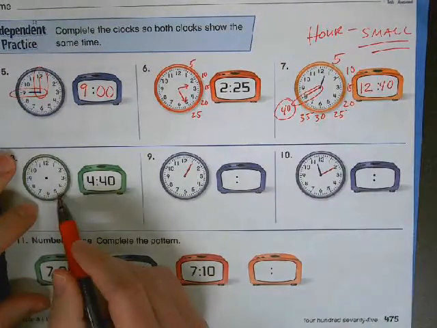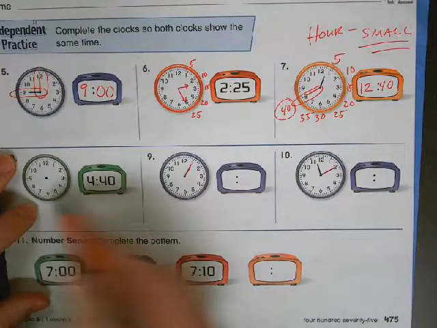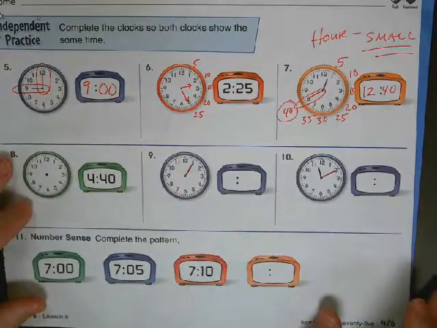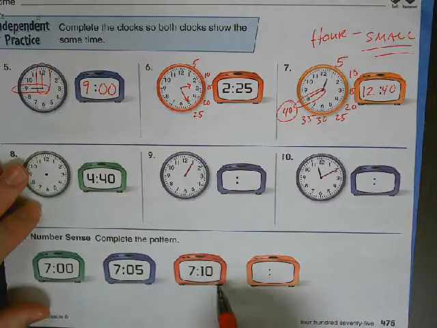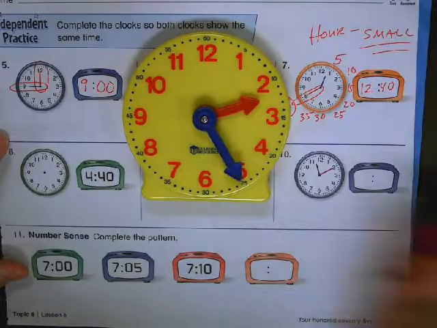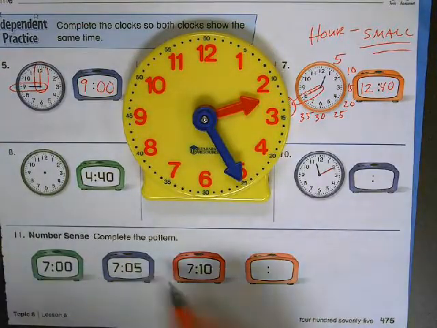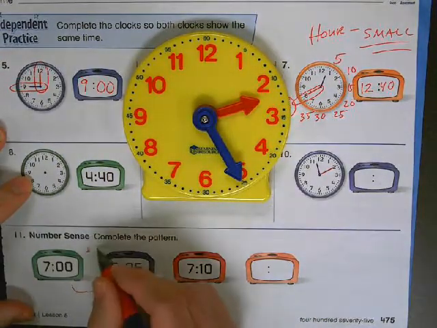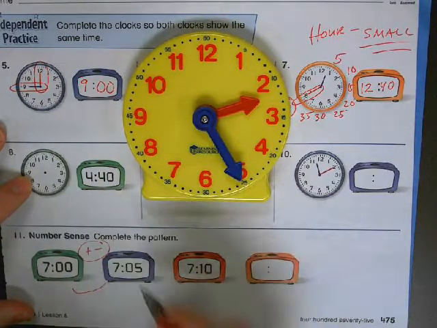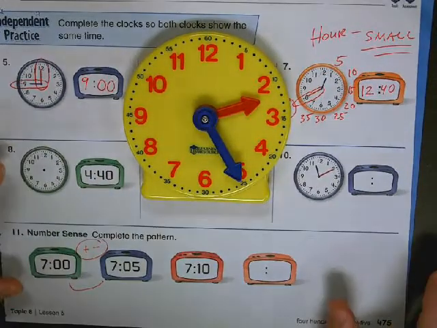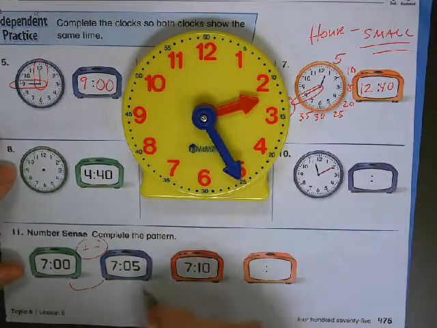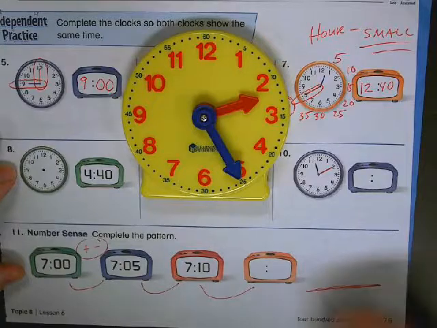So go ahead and fill the hands in here. Time on the digital. And then look at the pattern down here. It says 7 o'clock, 7:05, 7:10. And I would just get this wonderful little clock out and see the difference. Is it adding or subtraction between here? Is it plus or minus? And by how much? Is it increasing or decreasing between? Well, and that's going to be your pattern. I've got to write that pattern over here so I know.